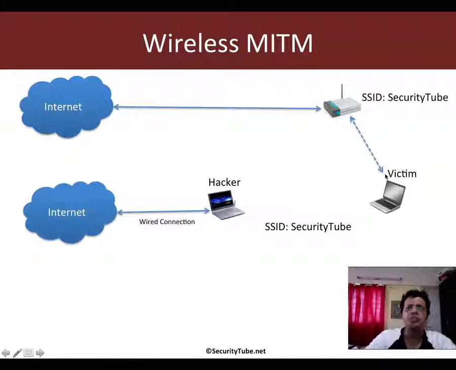Now for the sake of simplicity, let's assume for the time being that the access point security tube is open authentication and no encryption. We'll come to what can be done when encryption such as WEP, WPA, etc. has been applied in later videos.